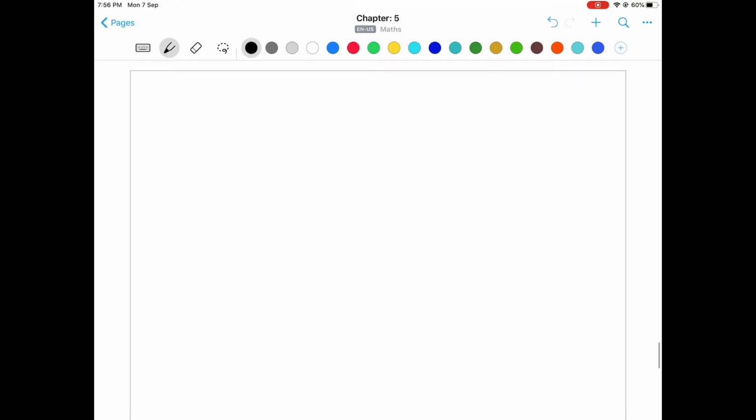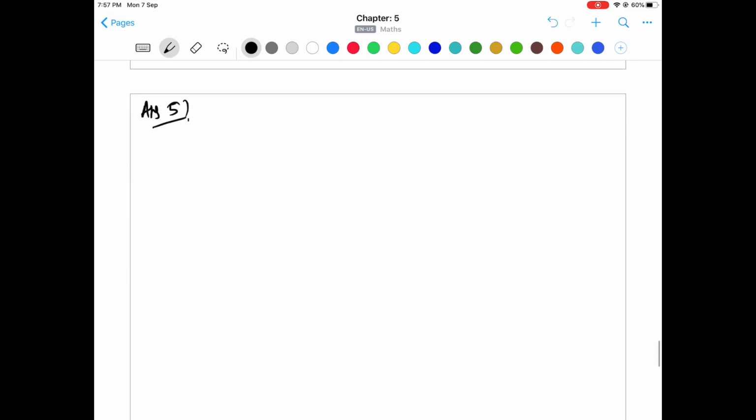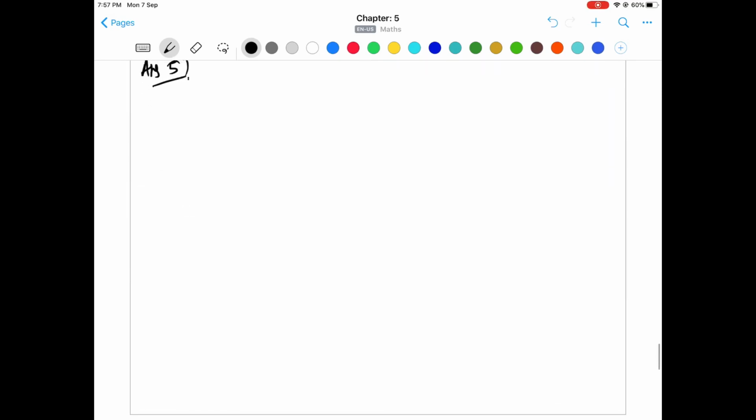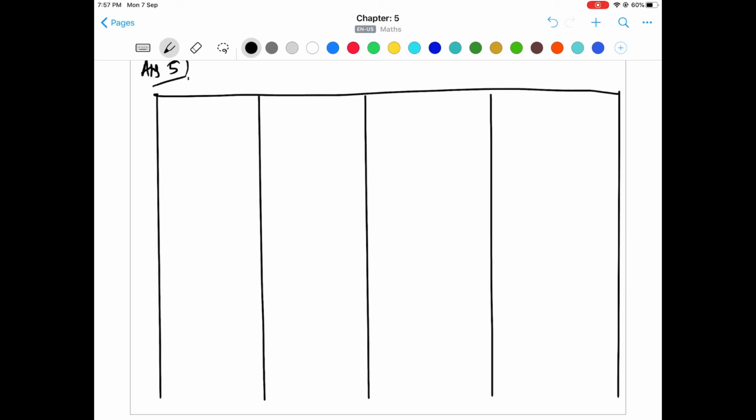So let's start representing it in the form of a table first. We are asked to display this data using a pie chart, and we know that for a pie chart we need the central angle. So first and foremost, we need to find the central angle for each language. So again we'll start by making a table having 4 columns. In the first we'll write the language, then the number of people speaking that particular language. The third one will be the fraction, and the last one will be the central angle, which is the requirement. We need the central angle for each part, each language.